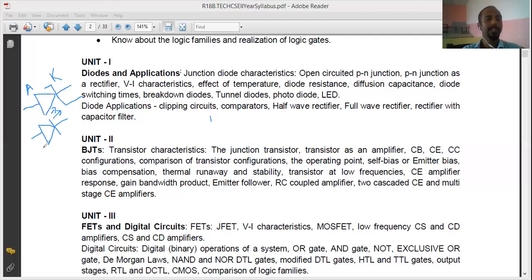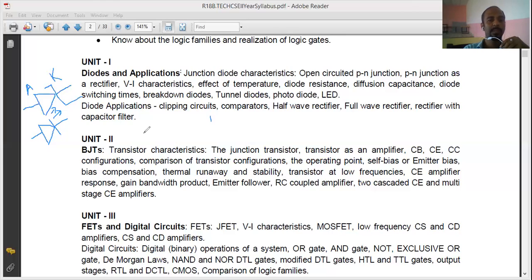So the concept remains the same. Again, you have the anode and cathode. What does that arrow mark indicate? It indicates the conventional current flow. The conventional current is what we say flows from a point of higher potential to a point of lower potential. So that is the symbol of the diode.